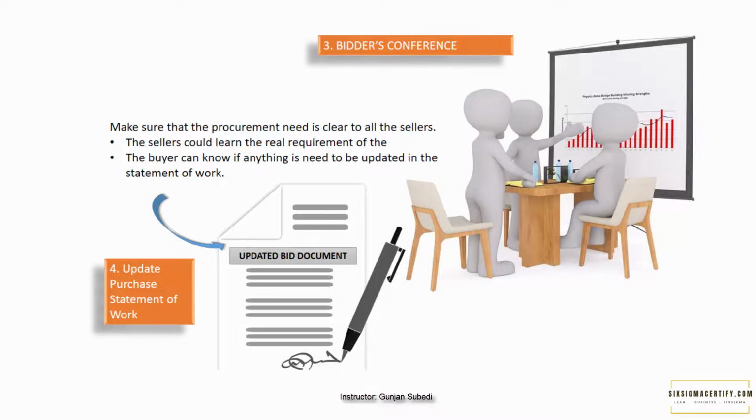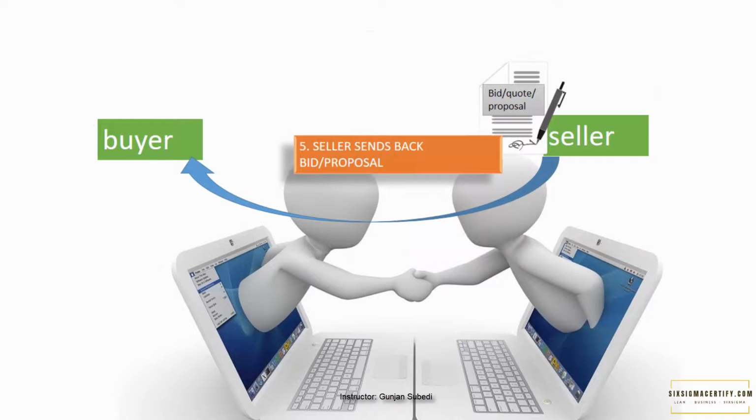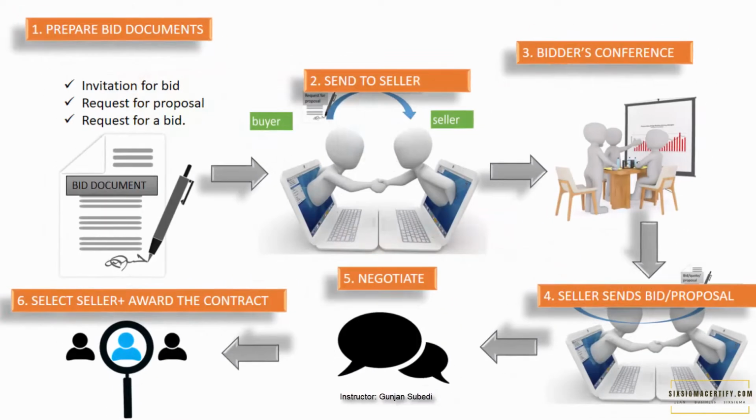After updating the statement of work, now it's time for sellers to come into the picture. They form the bid, quote or proposal in response to the request for bid, quote or proposal, and then they send the proposal to the buyer. There could be some negotiation on price and various things between buyer and seller, and based on several factors, a particular seller is selected and is awarded a bid, or say the seller is awarded a contract. So this is as simple as this flowchart.